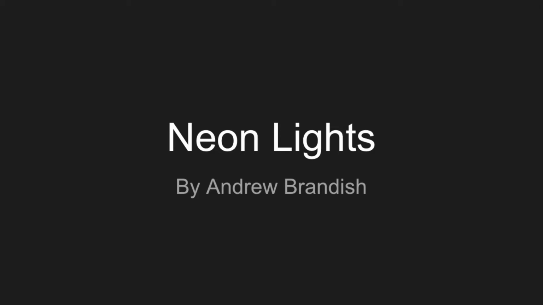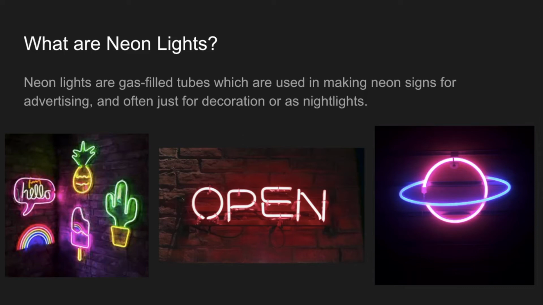Okay, so today we're going to be talking about neon lights. Neon lights are gas-filled tubes which are bent into letters or shapes of the designer's choosing and are used for advertising and a lot of times for decorations or used as night lights. A lot of times when you see an open sign or a closed sign in a restaurant or any business, that's a neon light.